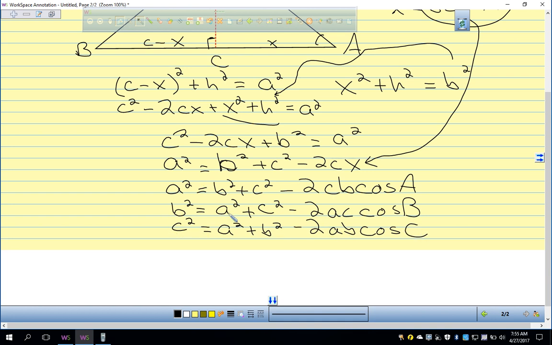So it doesn't really matter. It's the same formula. You don't have to worry about which is A, which is B, which is C. You have to worry about the relationship between the sides.